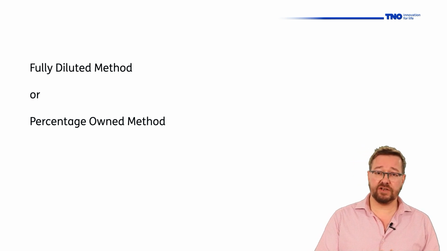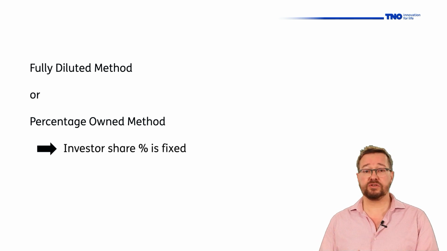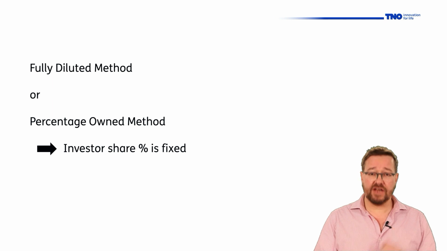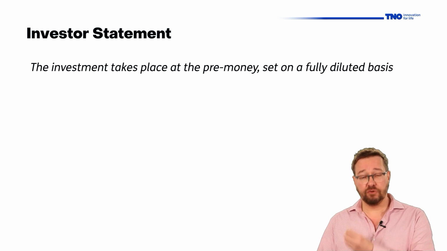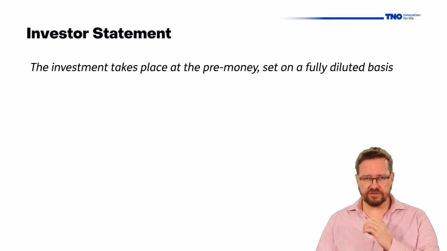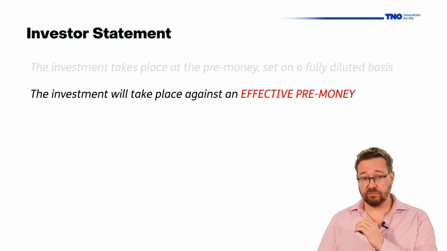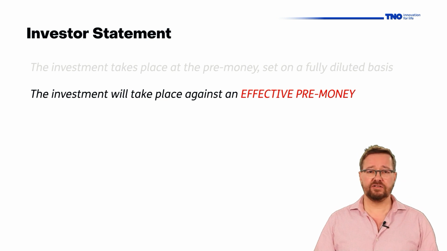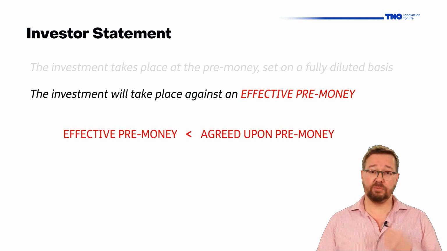In this case, the share percentage Newcap Invest wants to end up with is fixed. In our example, this was 29%. So as I said, the usual statement is the investment takes place at the pre-money on a fully diluted basis. What the investor is actually saying is that the investment does not take place against the agreed upon pre-money, but against an effective pre-money. The effective pre-money takes into account the fully diluted basis on which the investor wants to invest, which is obviously lower than the agreed upon pre-money.